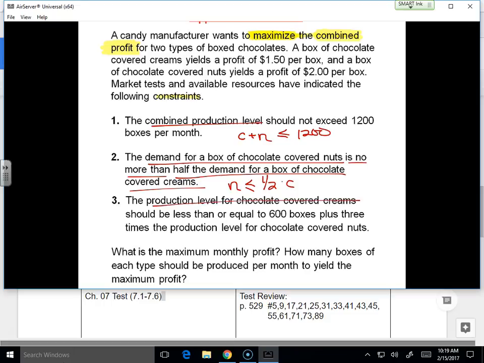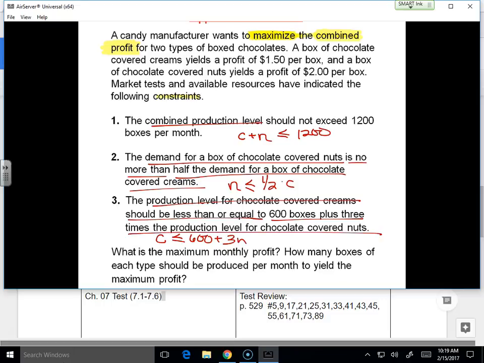Okay, so who's that? C. C should be less than 600 plus 3 times N.